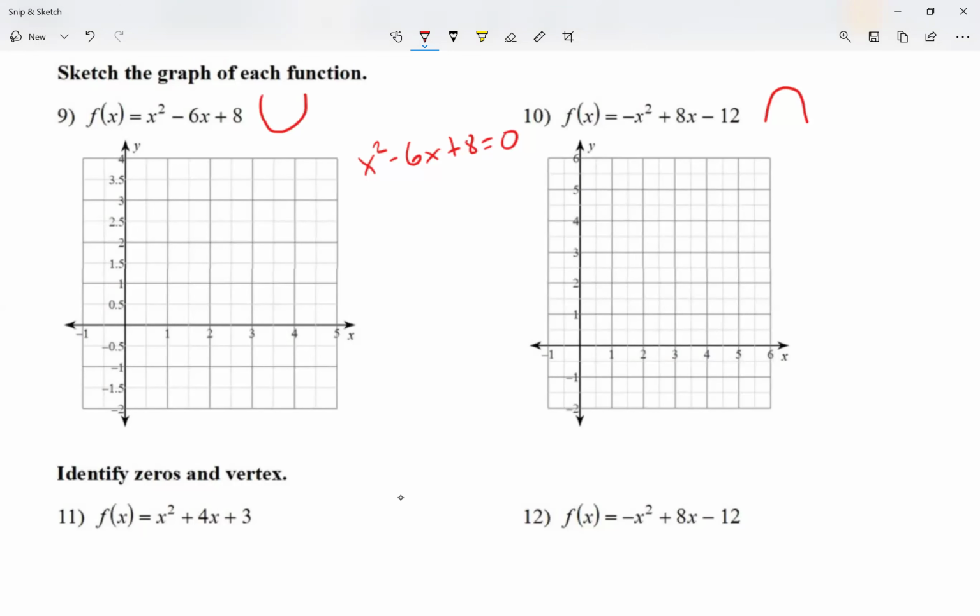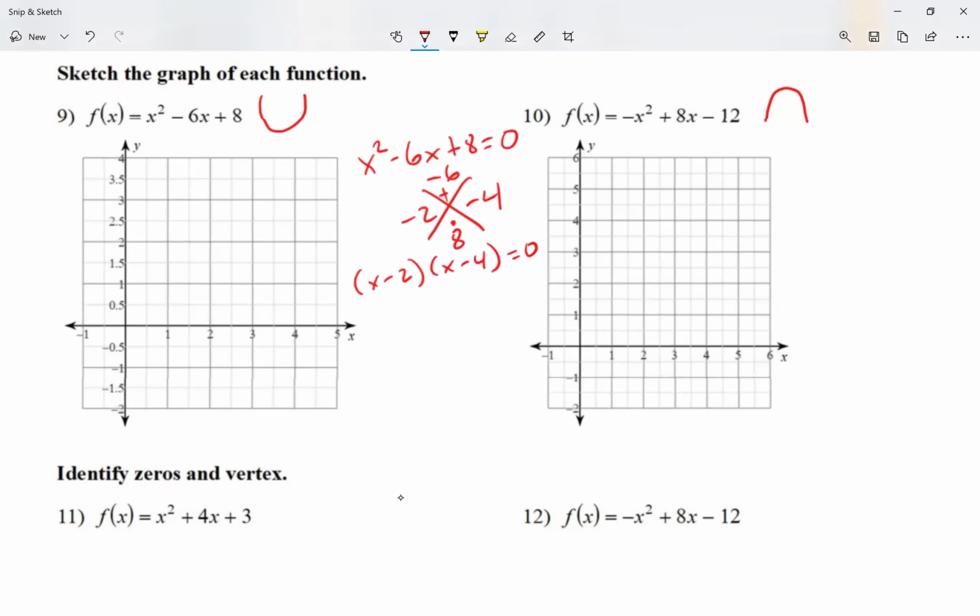I remember for factoring, I'm thinking, all right, two numbers that multiplied equal 8. When I add them, it is equal to negative 6. I'm thinking negative 2, negative 4. And then that will give me x minus 2 and x minus 4 as my factors, and this is equal to 0. I remember yesterday we talked about solving for 0 when two parentheses are equal to 0. So x minus 2 equals 0, and x minus 4 equals 0.